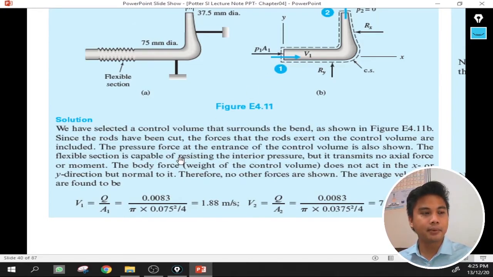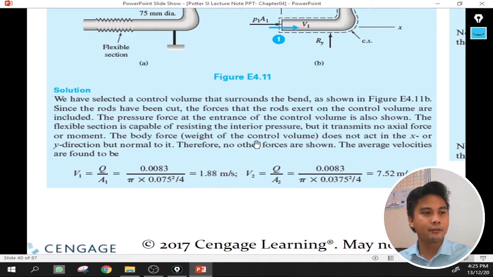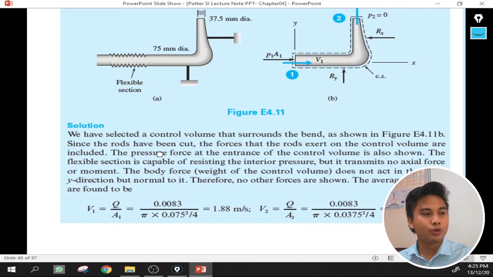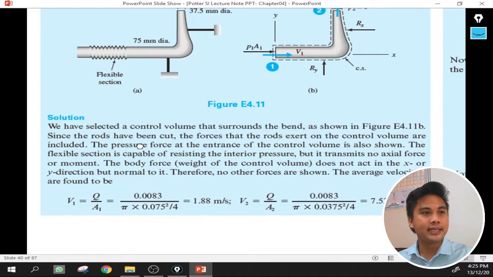The pressure force at the entrance of the control volume is also shown. The flexible section is capable of resisting the interior pressure. So the body force here is negligible. Therefore, no other forces are shown. The first step, we need to calculate the velocity at the inlet and the velocity at the outlet.